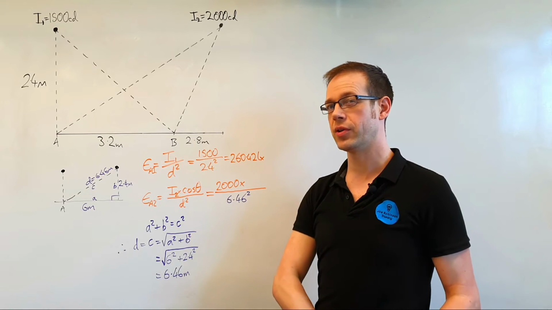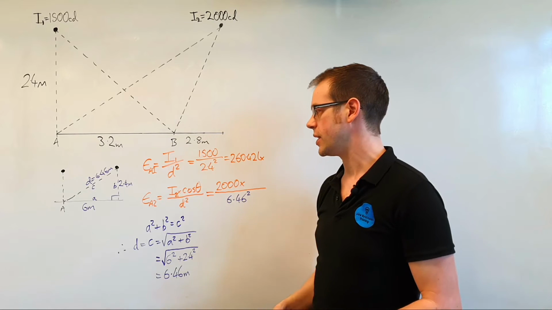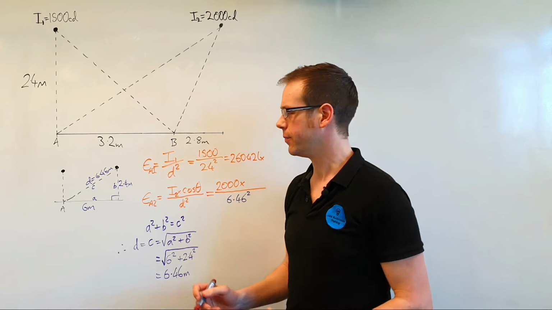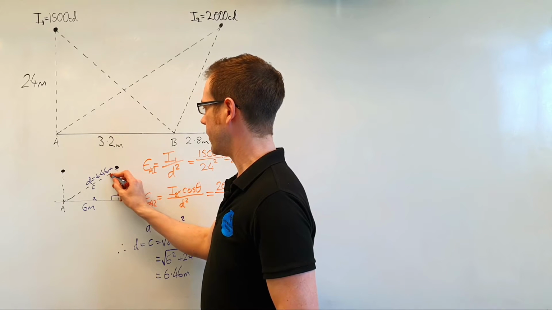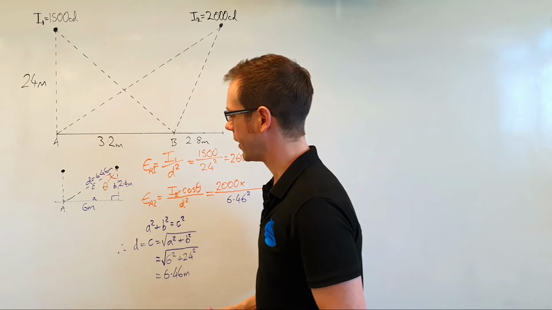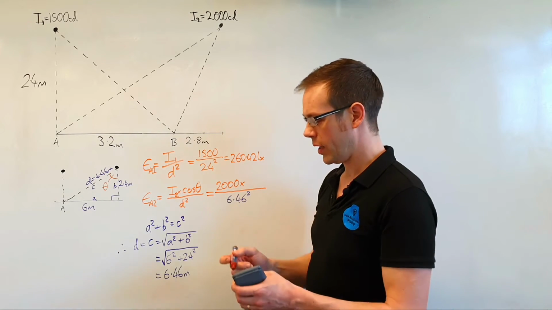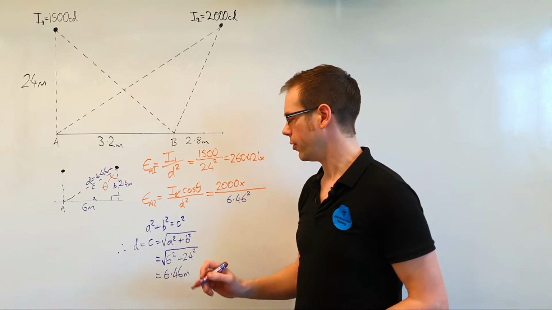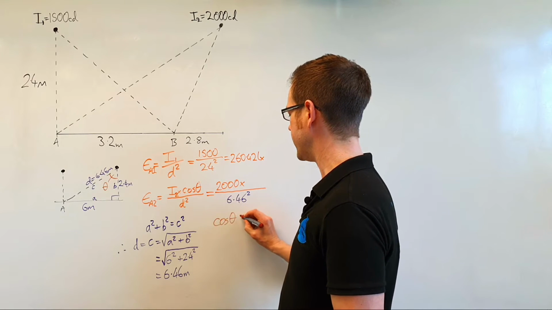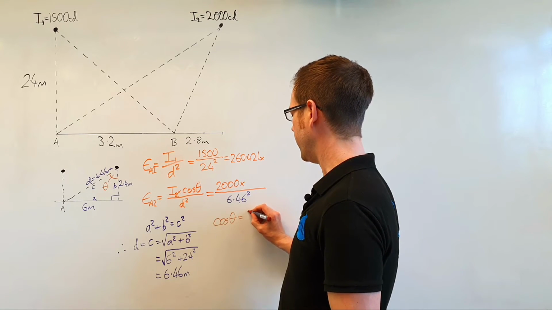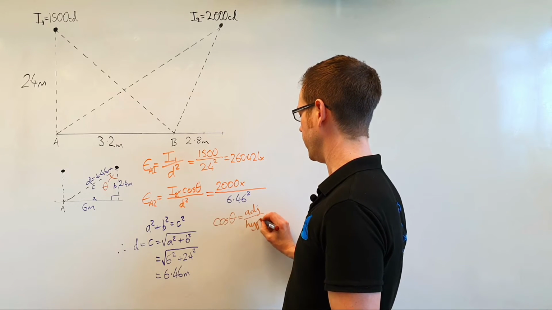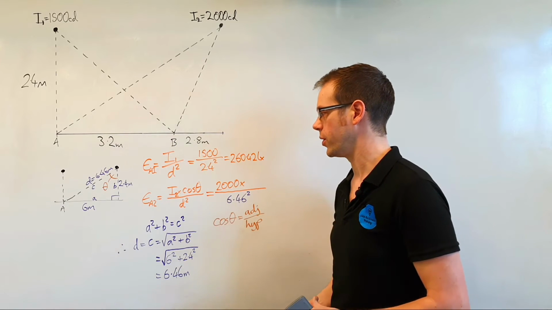Now, to figure out what the cosine of theta is, we need to understand where we will find theta, where that angle is. And the angle that we're interested in is this angle right here. So that there is going to be our angle theta. So how do we find the cosine of an angle? Well, the cosine of an angle, you'll remember from your trigonometry, the cosine of theta is equal to the adjacent divided by the hypotenuse.